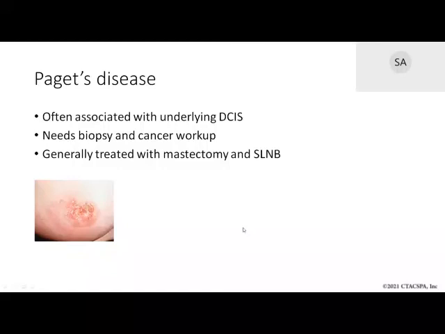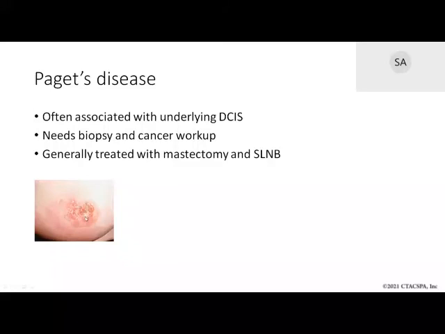Paget's disease is the scaly nipple lesion that the patient will present with. It's often associated with underlying DCIS. It needs a biopsy. It needs a cancer workup. If the patient presents with that, what you're going to do is you're going to do your imaging first, then you're going to biopsy. Why would you not biopsy first and then send the patient for a mammogram? Basically, your biopsy could cause a hematoma, and then all you see on the mammogram is a hematoma. So do the mammogram first, do the ultrasound first, and then biopsy this, and biopsy whatever else you find on the imaging.